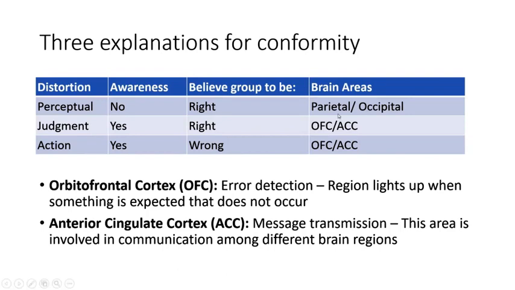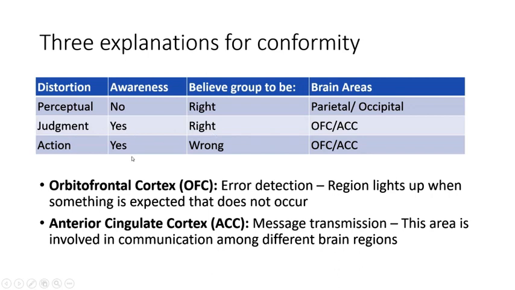And in that case, my parietal occipital region would be active because I am not trusting my own judgment in that matter. If the distortion is at the level of judgment, then I would be aware that my opinion differed from theirs, and I would think the group is right. In this first case, I think that the group is right, but I'm not even aware of a difference. So in the second case, I shifted my perception here. In this case, it's at the judgment level. I'm aware that there's a difference, but I'm willing to say the group might be right.